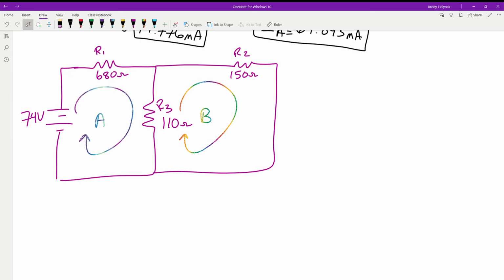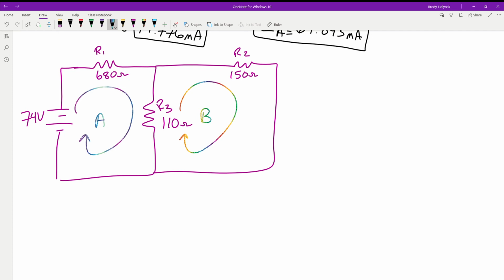So we have loop 1, which is going to go from our source, from R1 to R3, and back to the source. Loop 2, or loop B in this case, is going to go through R3, through R2, and back to R3 again. Now, the next step. So now that we've established and we've drawn them, and again, we are assuming clockwise rotation on these.